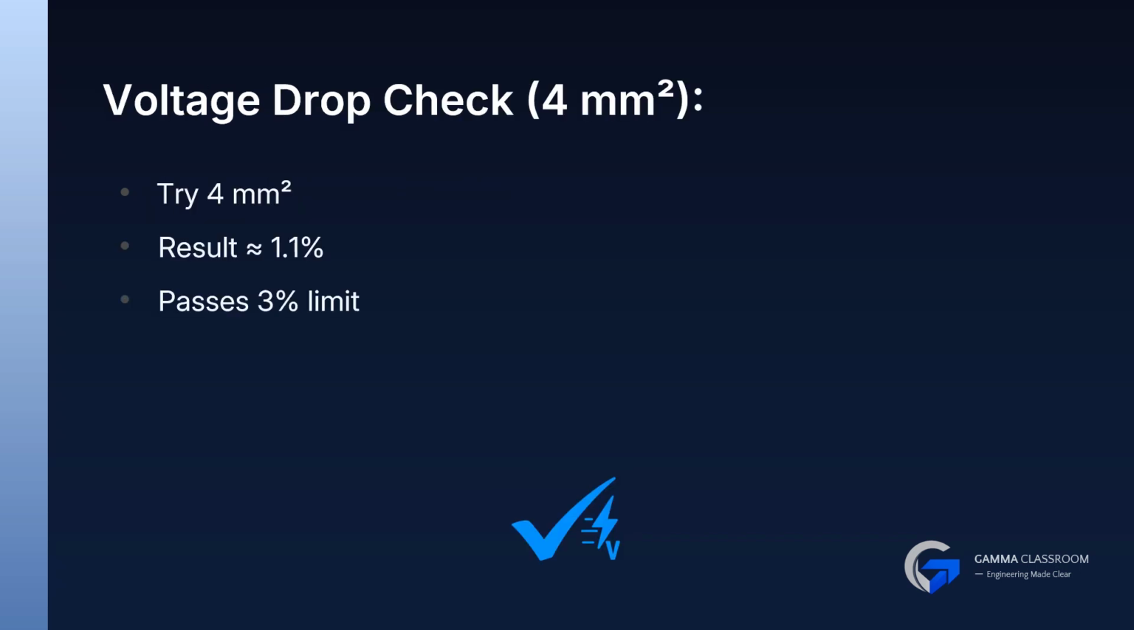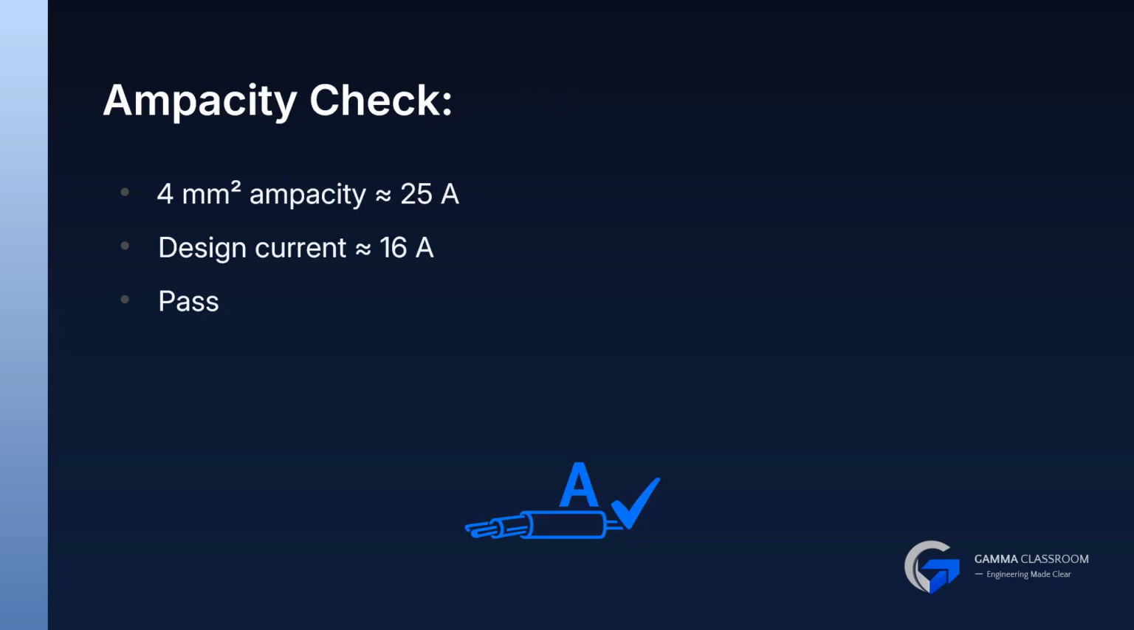We start by trying a 4 square millimeter cable. The voltage drop is about 1.1%, which is below the 2% limit, so it passes. Next, we check ampacity. A 4 square millimeter cable is rated for about 25 amperes, and our design current is 16 amperes. This also passes.